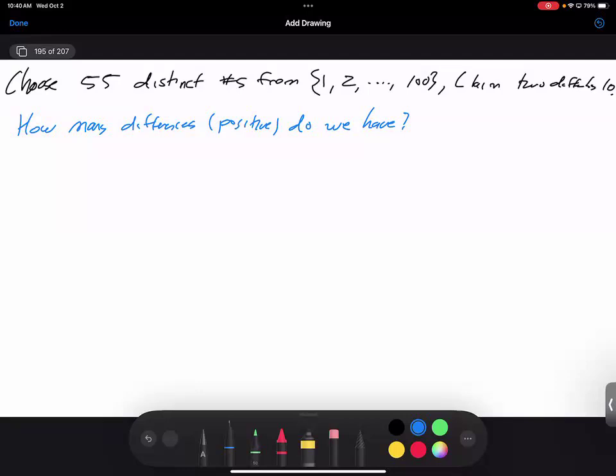55 choose 2. Why is it 55 choose 2? When I'm doing it like this, I'm implicitly saying I'm choosing 2 numbers, and I'm not going to worry about is one number larger or smaller. Well, is it divided by 2 or not? It's not. This is the number of ways to choose a pair of numbers. And we can label them X, Y, with x less than y.